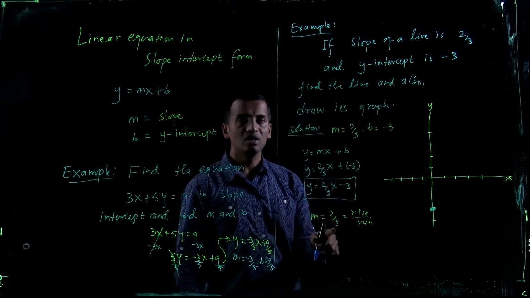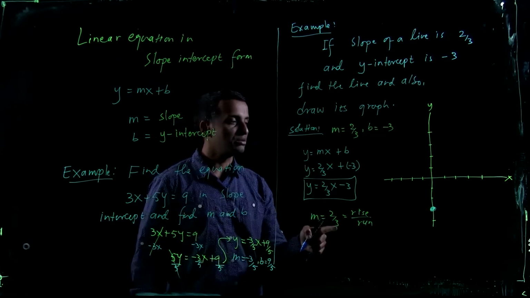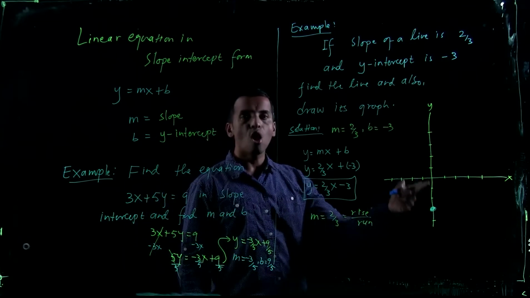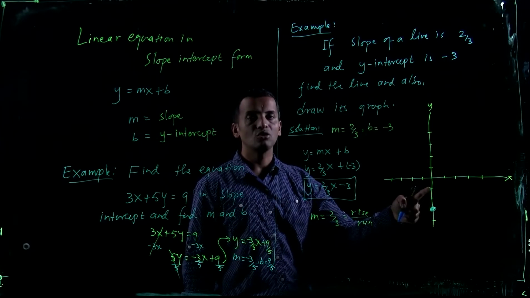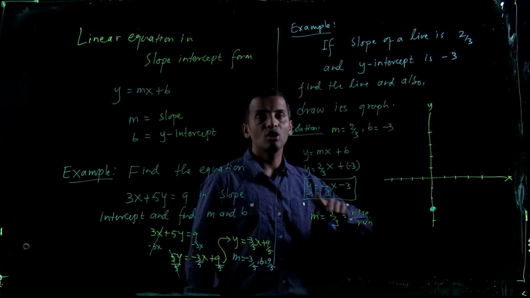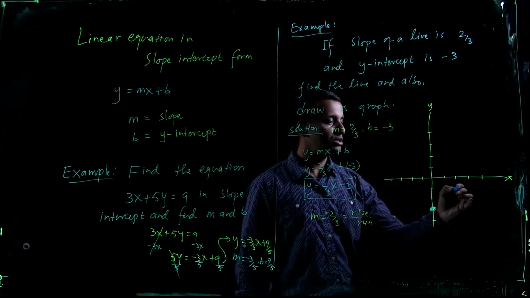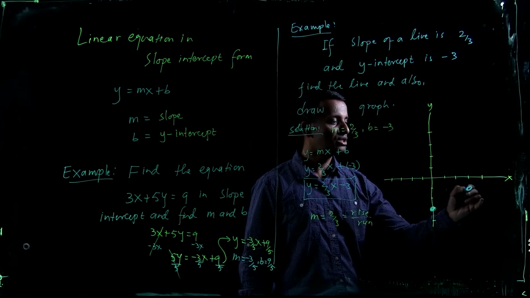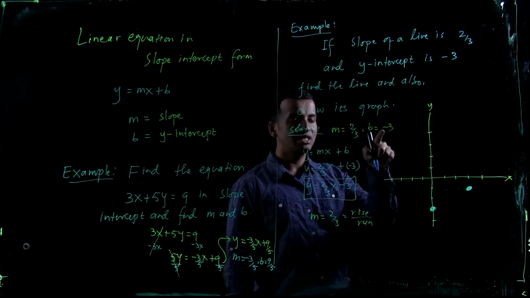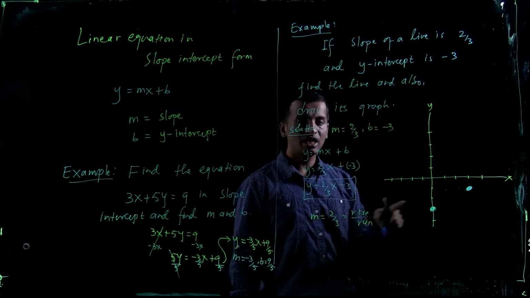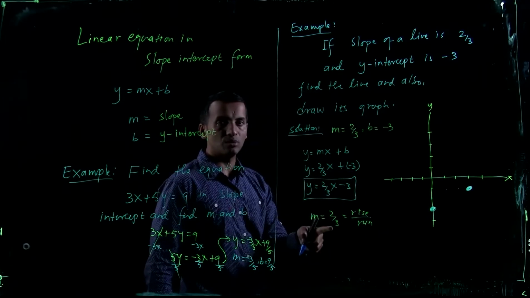Now the slope is 2/3, which says the rise is 2 and the run is 3. You need to go up, rise, by 2 units, 1 unit, 2 units, and then run positive 3, meaning to the right: 1 unit, 2 units, and 3 units. So that is the next point. The first point is the y-intercept, and the second point is obtained using the slope, that is, rise over run.